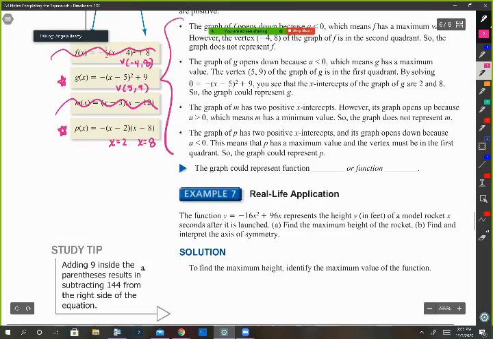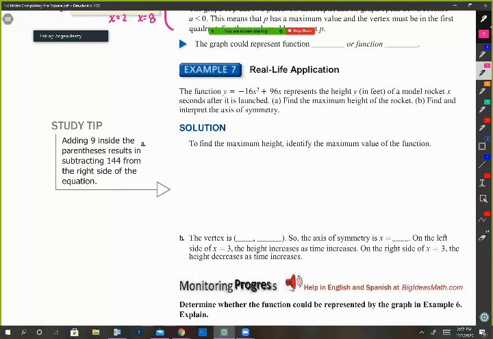And then you've got a couple of real life applications, which is still using that idea of writing it in vertex form to find the maximum height of a rocket, which we will talk about again later this year. I'm going to skip the real life application for right now, just to give you some time to get going on your assignment.